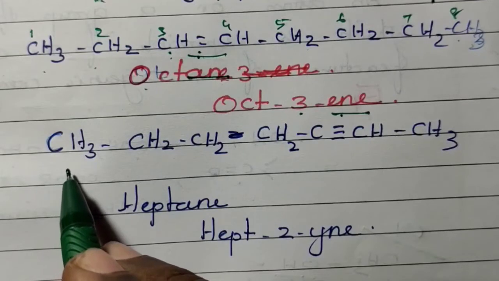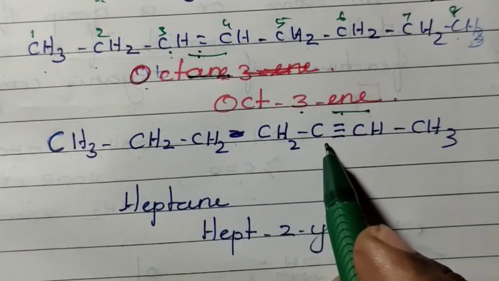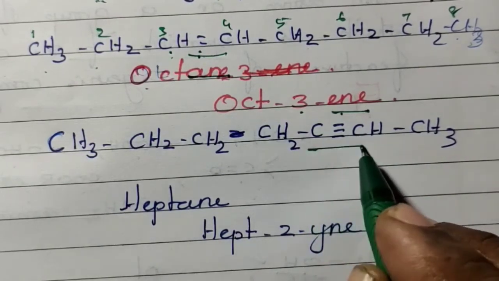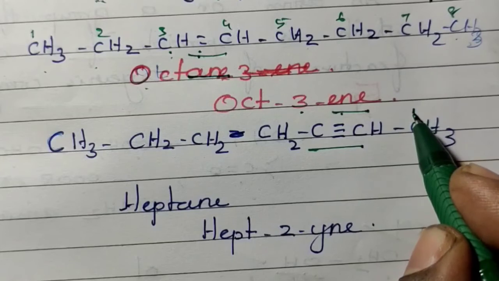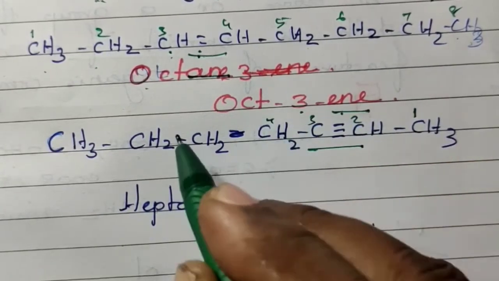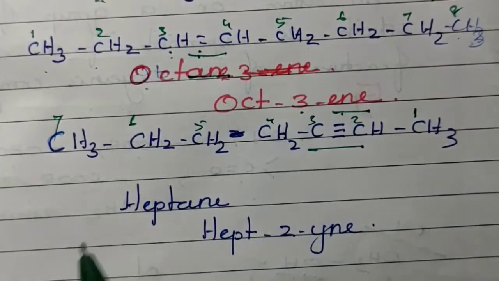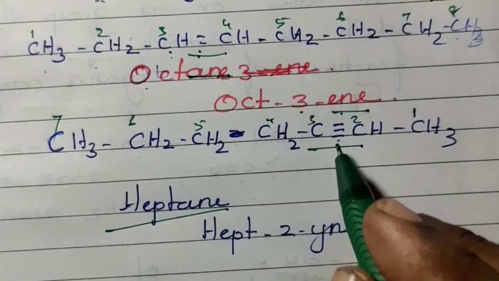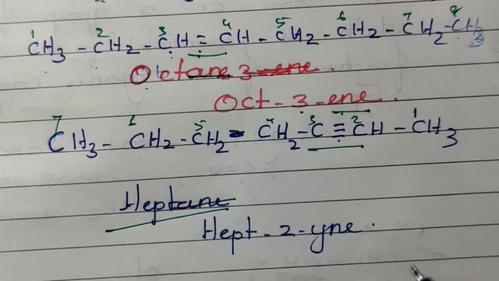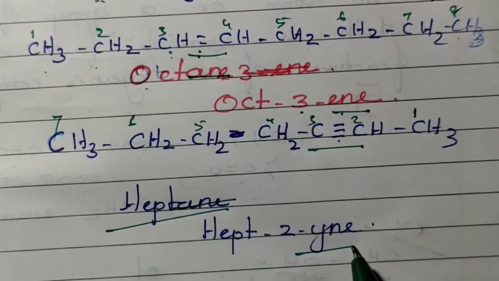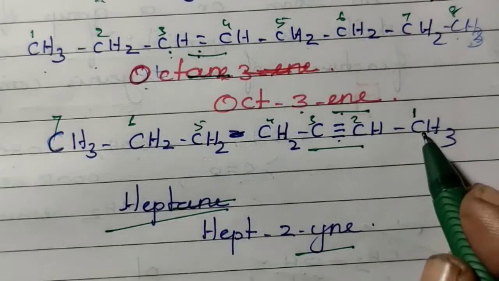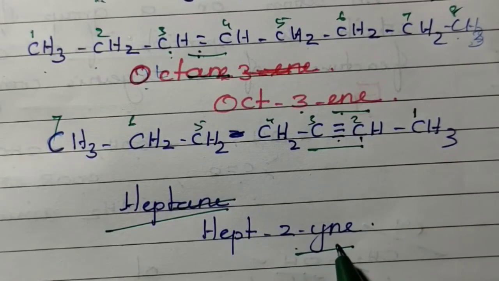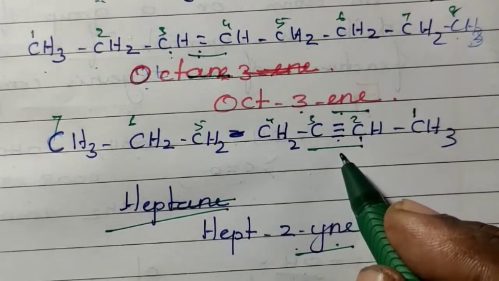Write the IUPAC name of CH3, CH2, CH2, CH2, C, triple bond CH, CH3. So here the functional group is triple bond. Numbering we have to start from here 1, 2, 3, 4, 5, 6, 7. 7 carbon atoms, so the name is heptane. Since triple bond comes, we have to remove this ANE. Instead, we have to add YNE. But the triple bond, where is it present? It is present in the 2nd carbon atom. So, hept 2 YNE is the IUPAC name of this compound.